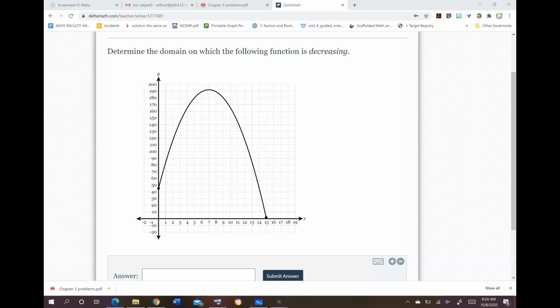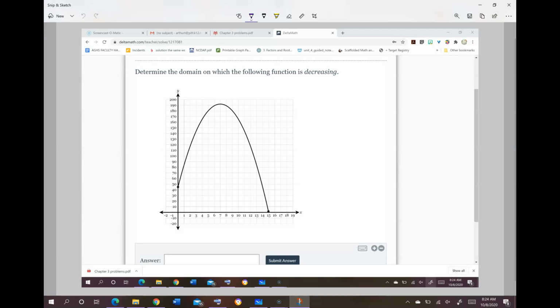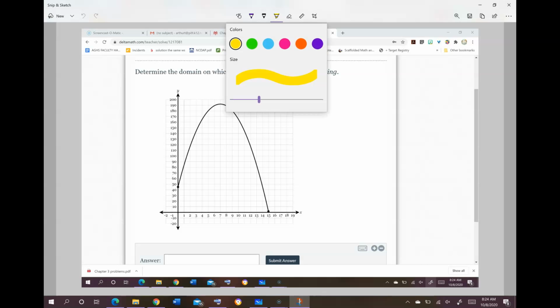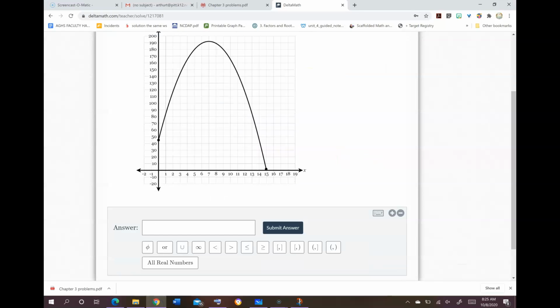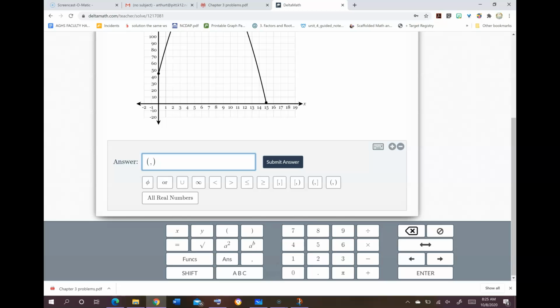All right, so this one wants to know, where is this function decreasing? Uh-oh. Now, if you pay attention, it has dots, so there's no infinity here. If you look, I'm increasing right here, correct? Increasing, increasing, and I get to here. When I get to here, that's when I start decreasing. So I decrease from here, which is 7, all the way to 15. So I decreased from 7 to 15.